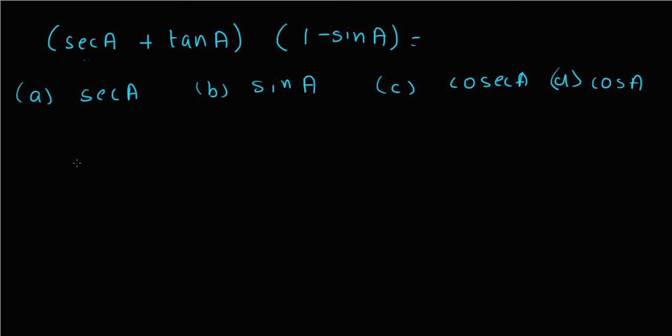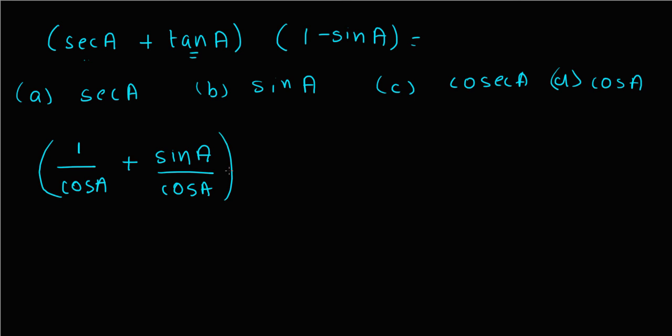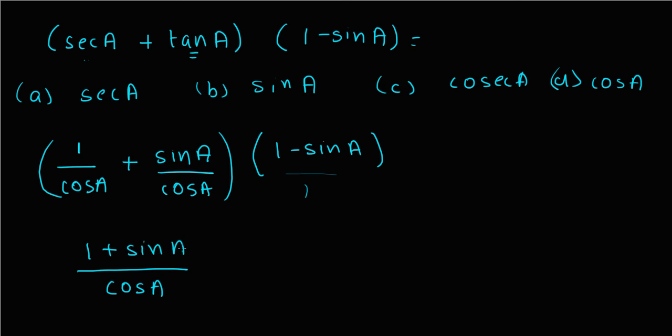So over here sec is nothing but 1 by cos A and tan is sine by cos. So this would be sine A by cos A, okay, into 1 minus sine A. So if there's no denominator, that means the denominator is 1. So here, since the denominators are same, they are like terms, I can add the numerator. So 1 plus sine A. Okay, this is product form. So 1 minus sine A.